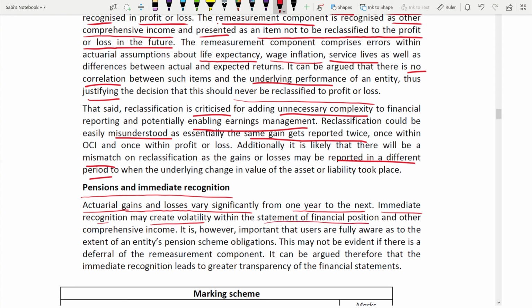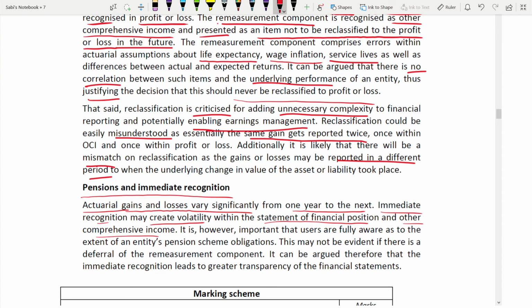Statement of financial position and other comprehensive income. Why didn't you say profit and loss? Why did you say other comprehensive income? The reason is because actual gains or losses go where? They do not go in the profit and loss account. Just now we went through it. It goes through OCI, which is not reclassified to P&L. That's why.